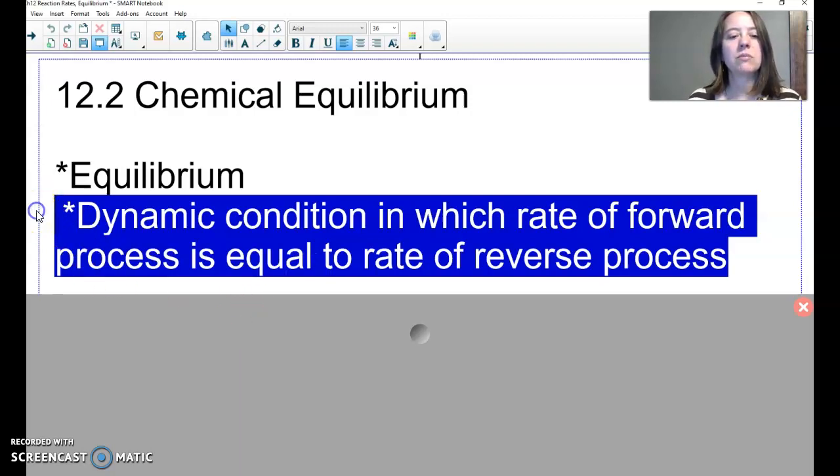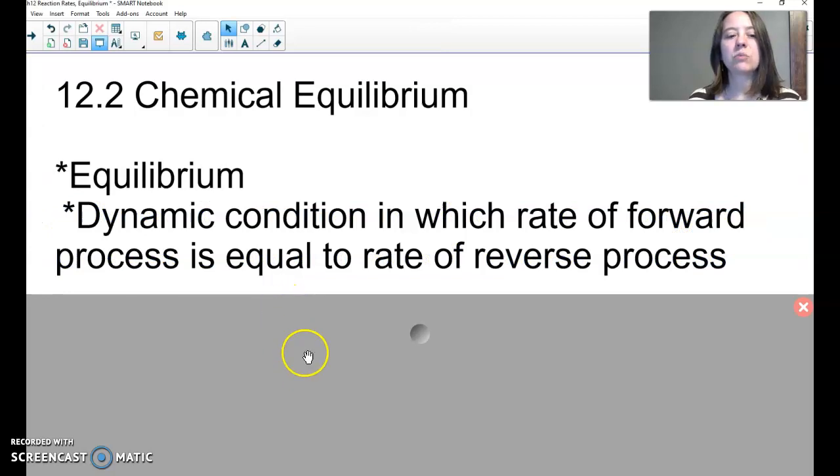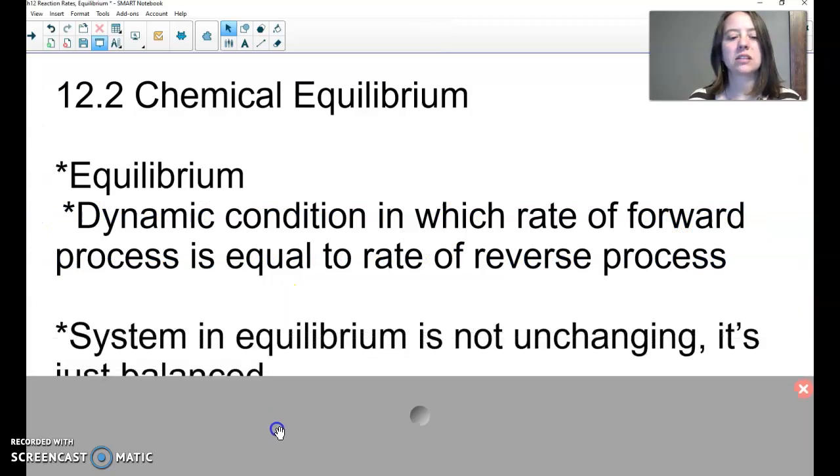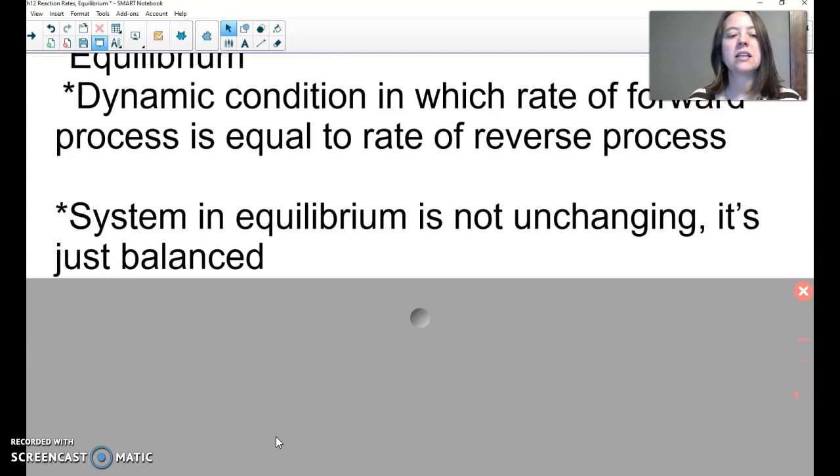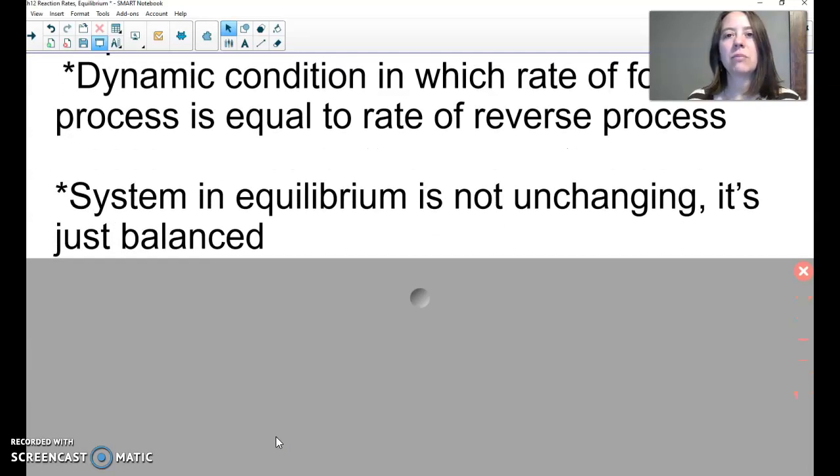So equilibrium, a dynamic condition in which the rate of the forward process is equal to the rate of the reverse process. And a system, and remember we talk about the system and the surroundings, so the system could be like a beaker of chemicals. The system in equilibrium is not unchanging, it's just balanced. So we were talking about that just before.